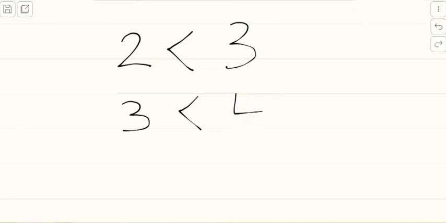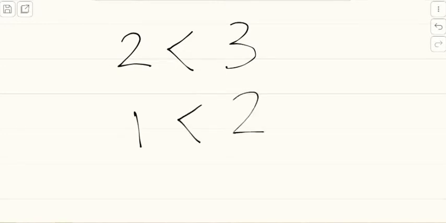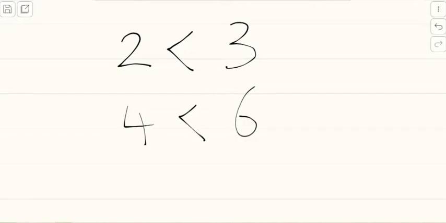Okay. What about if instead I subtract 1? So on the left hand side I get 1 and that's less than 2. Again, everything is absolutely fine. What about now if I multiply by a positive number? So let's multiply both sides by 2. So I get that 4 is less than 6. That's absolutely fine. That works. Let's suppose I divide. If I divide both sides by 2, I get 1 is less than 1.5. Again, that works as well.